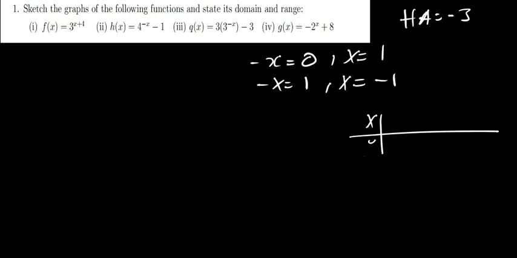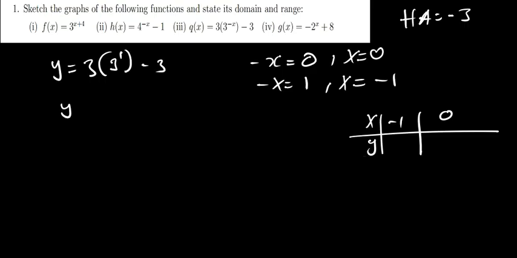So when x is negative 1, sorry, x should be 0, the first one. Okay, when x is negative 1 and when x is 0, what will be the value? Y is equal to 3 open brackets 3 raised to the power, when x is negative 1, negative times negative, it will give me 1, minus 3. Y will be equal to 3 to the power 1 is 3. 3 times 3, 9. 9 minus 3 should be 6. So this gave me 6.